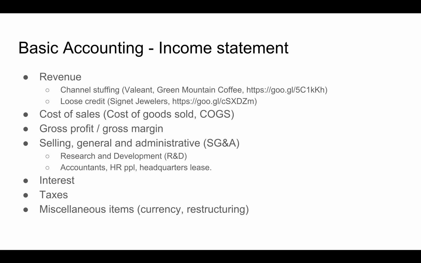sending their K-cups to anyone, and it was either on very loose credit terms or they were just forcing it to the retailers, and eventually the retailers gave back all the unsold K-cups, and then Green Mountain was almost bankrupt, I think.